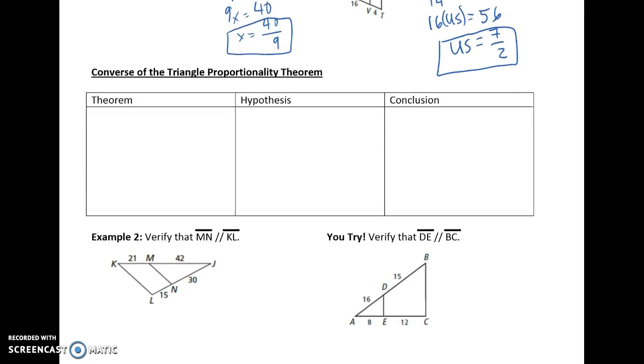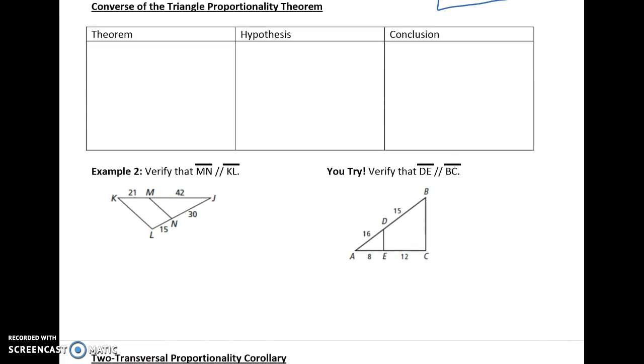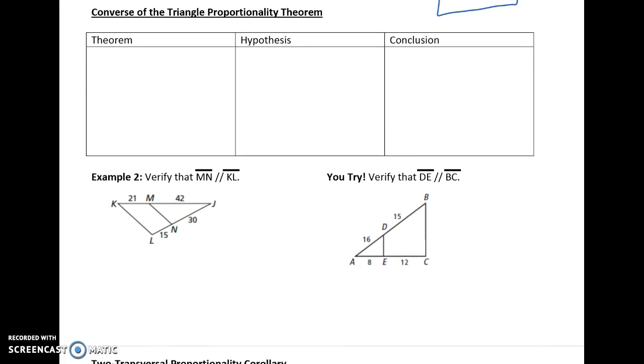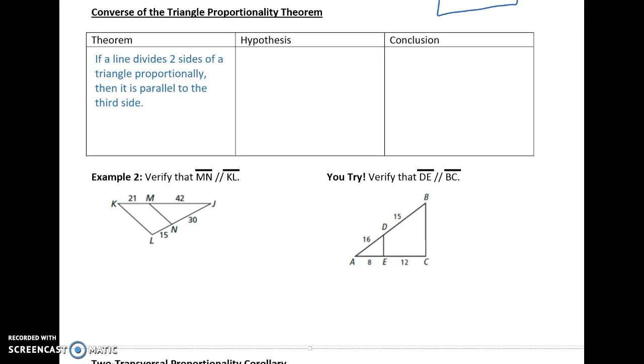Now we can also talk about the converse of the triangle proportionality theorem. And if you remember, we've had converses before. And one of the big chapters that dealt with converse theorems was chapter 3, where we talked about the converse of the alternate interior angles theorem, the converse of the corresponding angles postulate, and all that. So this converse theorem is also going to help us prove lines or segments are parallel. So you can see this really is just the converse of that first theorem.